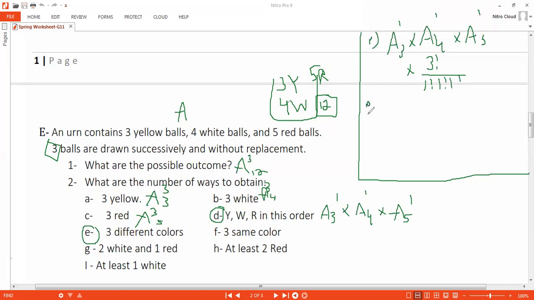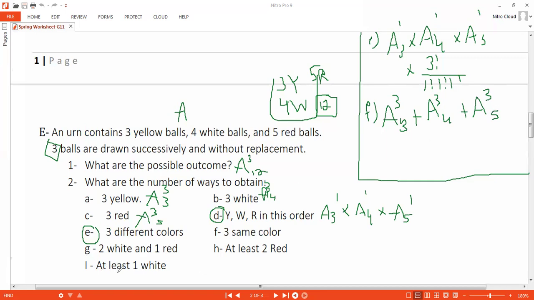In F, 3 same color. So it's either 3 yellow or 3 white or 3 red. And here I'm not going to multiply by the factorial because with 3 same color balls, the order is not important as long as we have the same colors.